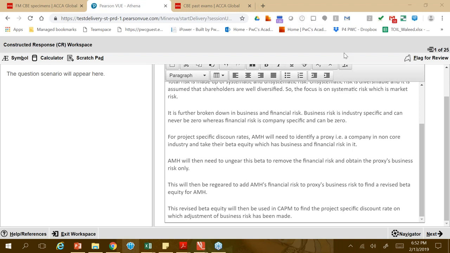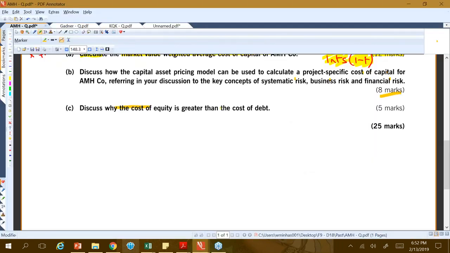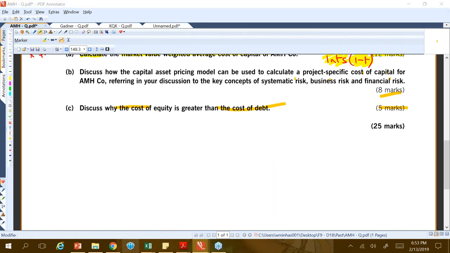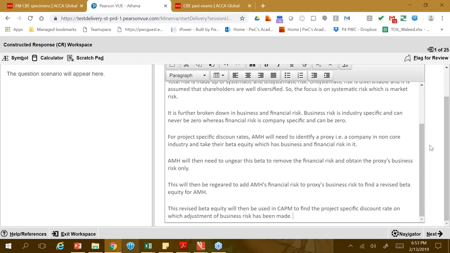Good exercise. Last part here on this question is discuss why cost of equity is greater than cost of debt for 5 marks. Now this is a very, very frequent requirement, and the one which causes a lot of trouble in the exam. So discuss why cost of equity is greater than cost of debt. Now, again, I'm going to construct an answer here.